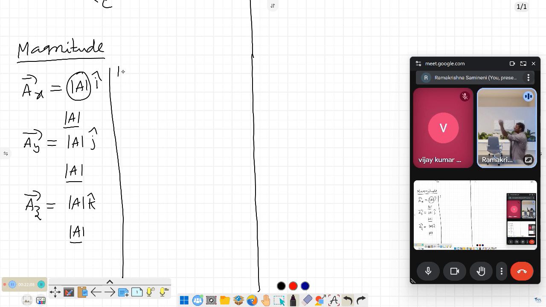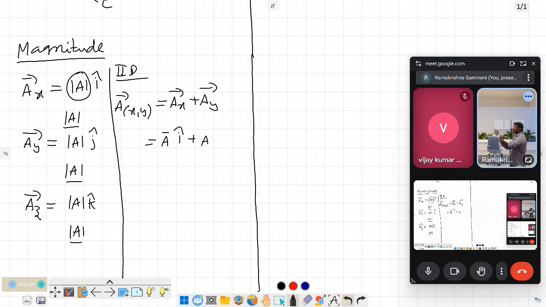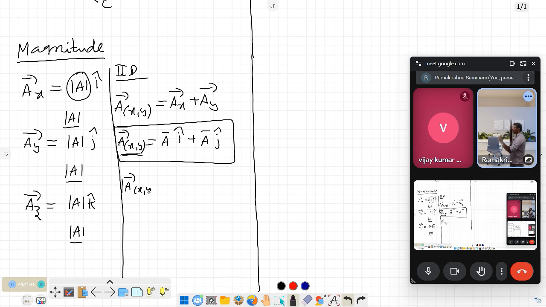But in the case of a two-dimension vector, what is a two-dimension vector? If A is a vector which is two-dimension, x comma y, we can write it in terms of the Ax vector plus the Ay vector. This also we can write as mod A into i cap plus mod A into j cap, in terms of x comma y. So how do we represent the magnitude of this, mod A of x comma y? How to represent this two-dimension vector magnitude?